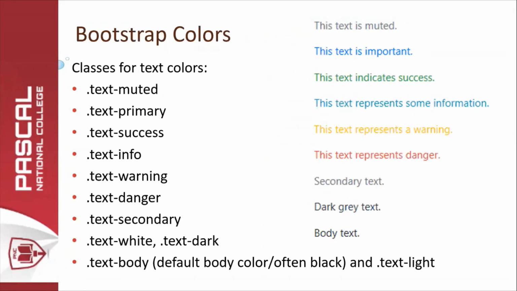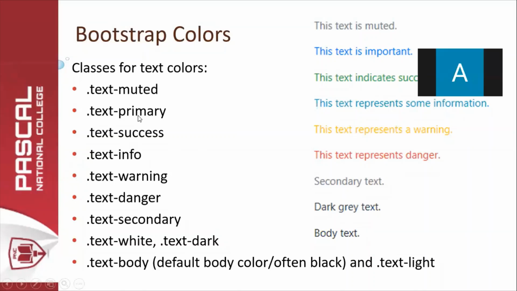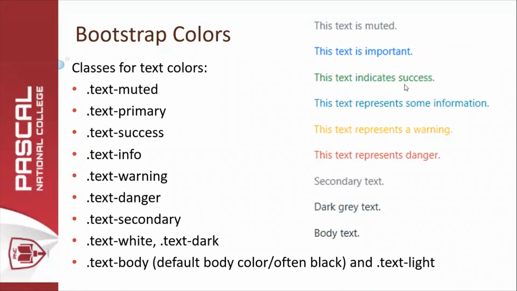So about the colors, how you can add already defined Bootstrap colors to your paragraph or your text. These are some of the text colors. If you use text-muted, it will be shown in some gray color like this. While you use text-primary, it will show you this blue color. Success is in green color. Info is in light blue color. Similarly, warning is in orange color. Danger is in red color.